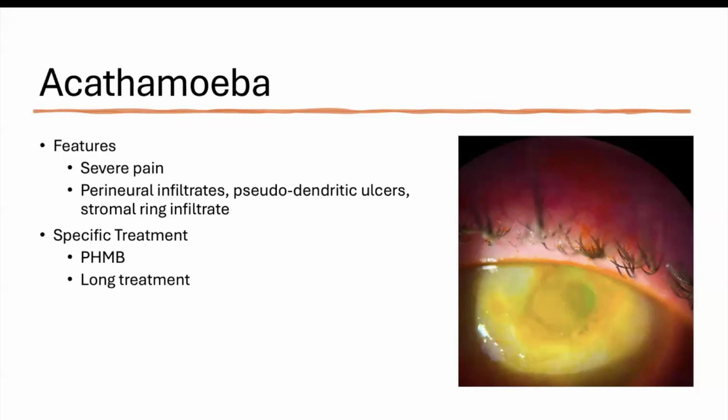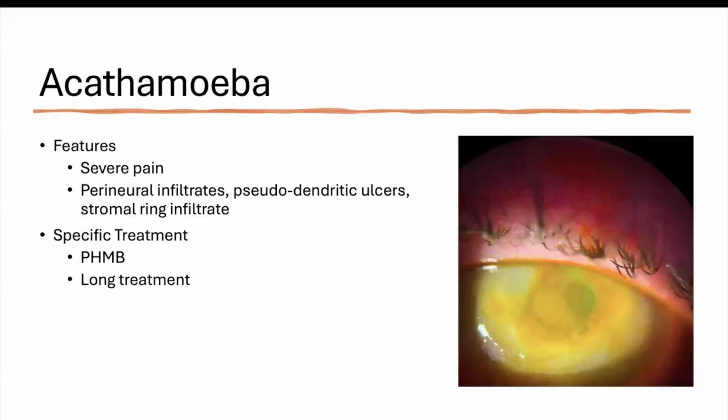You will see some pseudodendrites, some stromal ring infiltrates, for example, and that ring infiltrate doesn't necessarily happen very quickly. It actually takes some time to fully develop. You start with these stromal infiltrates first, and then they slowly collect into a ring. But that doesn't necessarily happen in the acute setting. You get that very, very painful episode first, and then that will slowly develop into the clinical picture that you see.